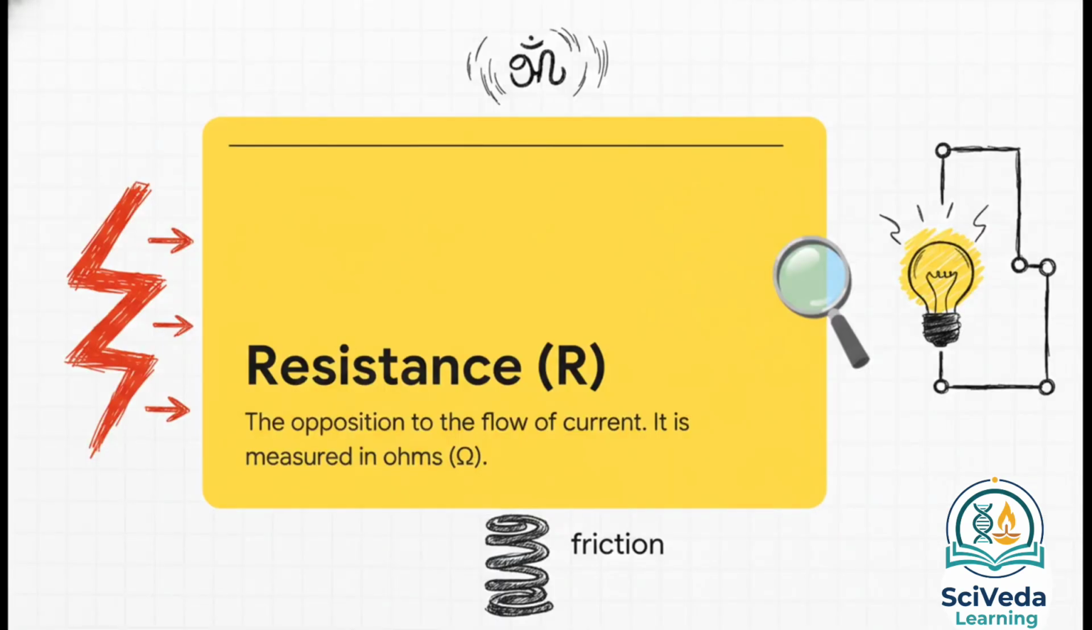So let's start with a term you've probably heard before, resistance. We use the symbol R for it. A great way to think about it is like electrical friction. It's basically a measure of how much a material fights back or opposes the flow of an electrical current, and we measure this in ohms.